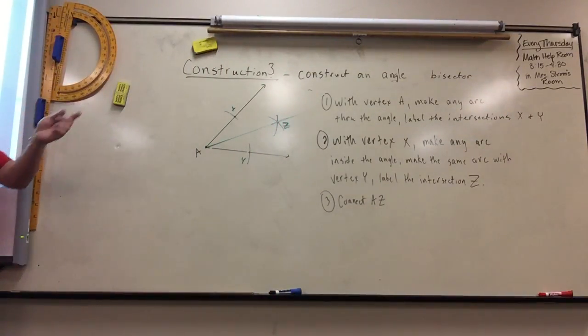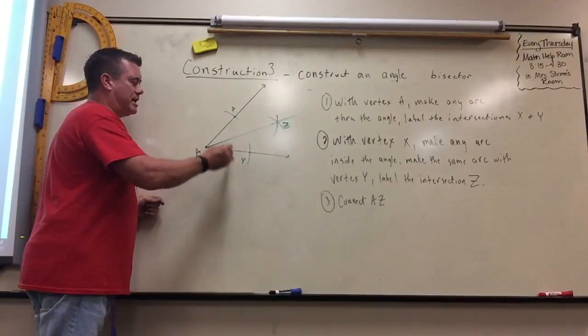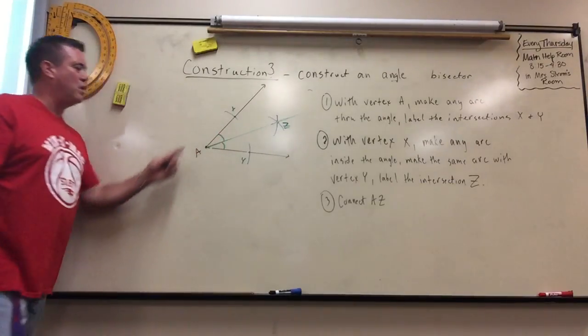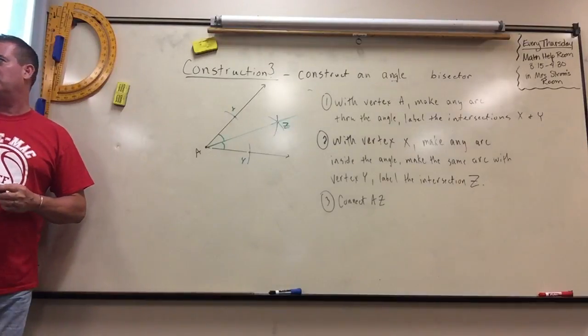Now, what that line is, AZ, it bisects the angle, cuts it in half. So to show on your picture that it's cut in half, you gotta put an arc here and an arc there. Remember, if it's one arc on each one, that means they're equal.